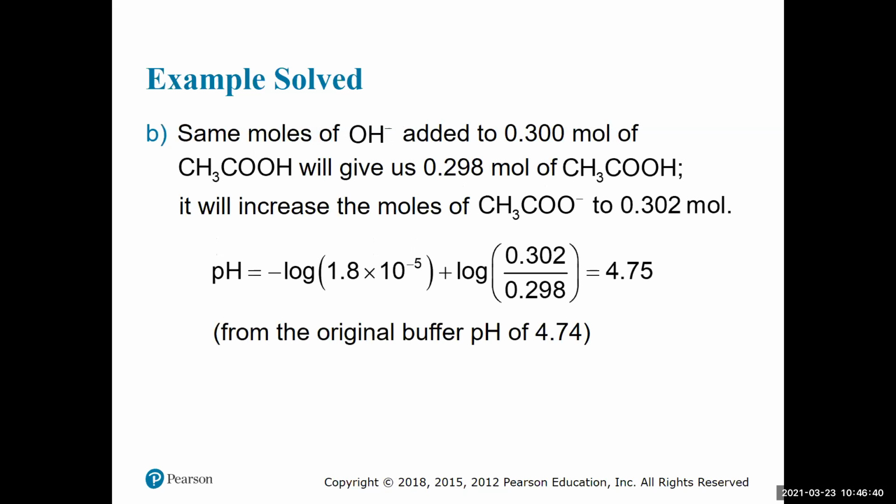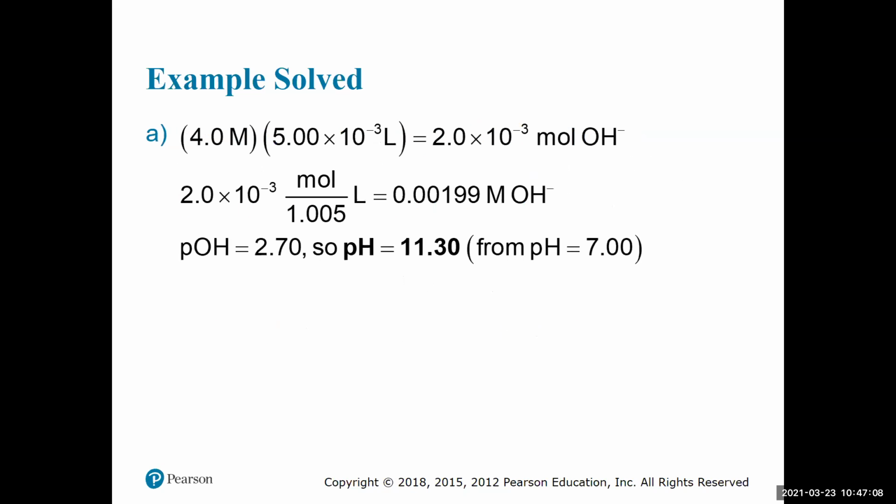Now let's take a look at what would happen if we added that same amount of base to a buffered solution. In this case, we have an acetic acid buffer solution. We're told that we have 0.3 moles of acetic acid, and then 0.3 moles of acetate. We know from our previous problem that it's 2 times 10 to the minus 3 moles of hydroxide. Okay, so that part hasn't changed, so we don't have to recalculate anything.